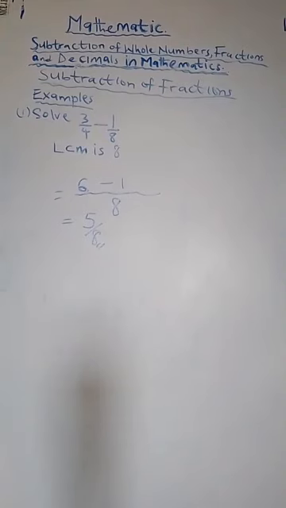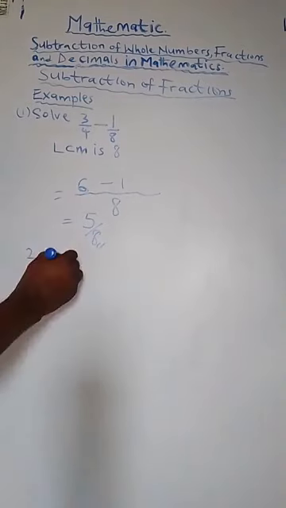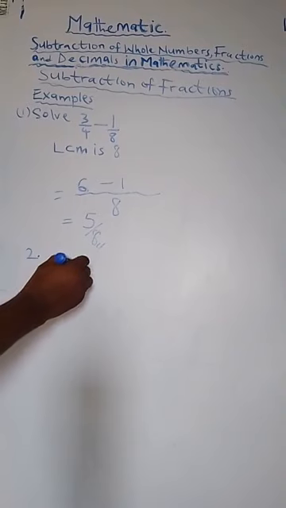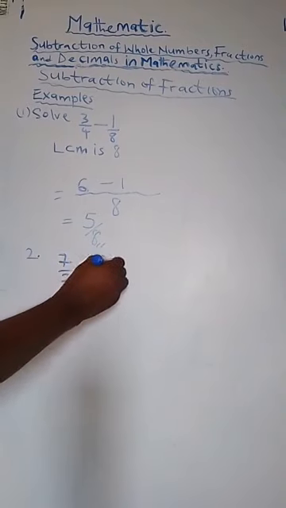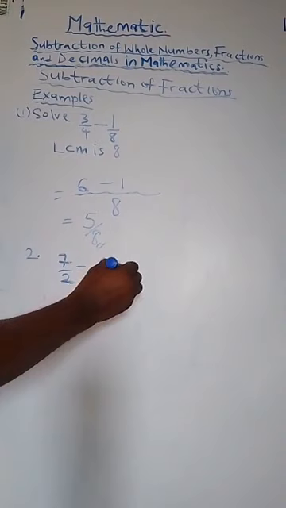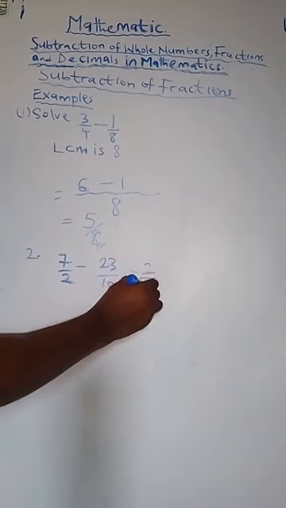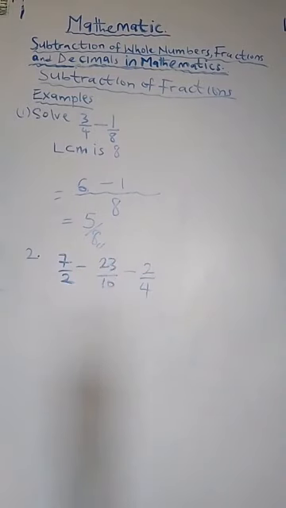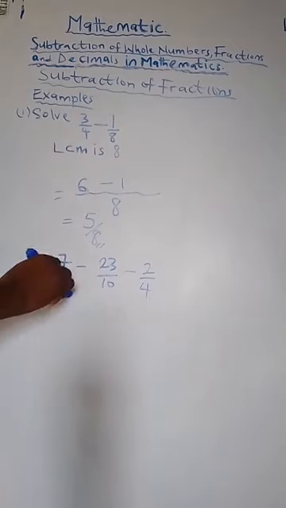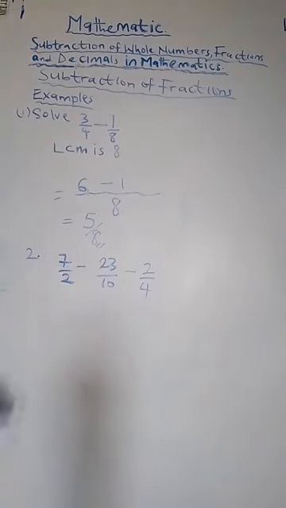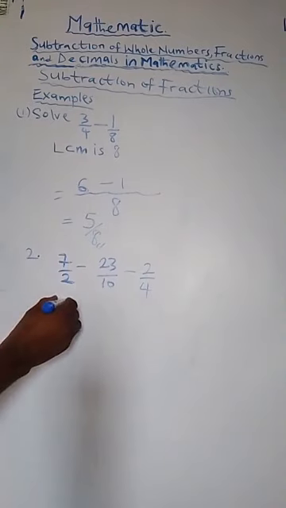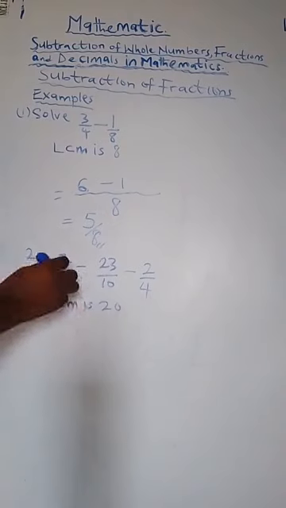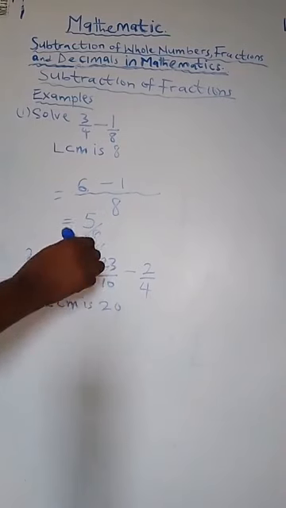Let's look at another example. Example 2. Let's say you have a question that says 7/2 minus 23/10 minus 2/4. Now, the first thing you need to do as usual is to look for the LCM of 2, 10, and 4. That is, you look for the LCM of the denominators. And what is the LCM of the denominators? The LCM is 20. 2 can easily divide 20 without any remainder. 10 can divide it. 4 can divide it.